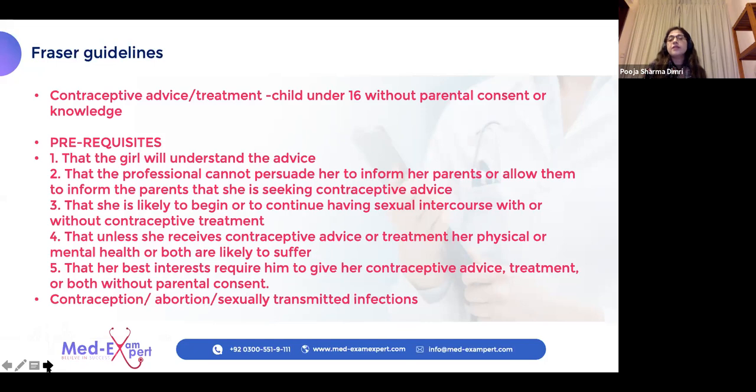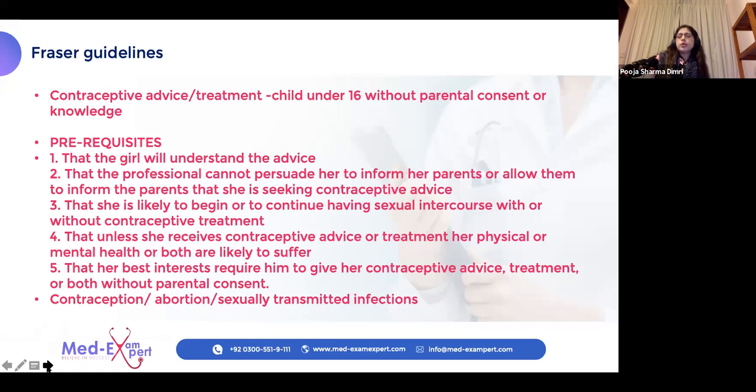The prerequisites for applying Fraser guidelines are that the girl will understand the advice, and that the professional cannot persuade her to inform her parents or allow them to inform the parents that she is seeking contraceptive advice. So even if the young adult comes to you and says, I don't want to inform my mother or father, you still should try to pursue it from your side. You should say, okay, I know that you don't want to inform your mother, but I will still suggest that if you want, I can explain to her about your condition, and then she might be able to help and support you in some manner.